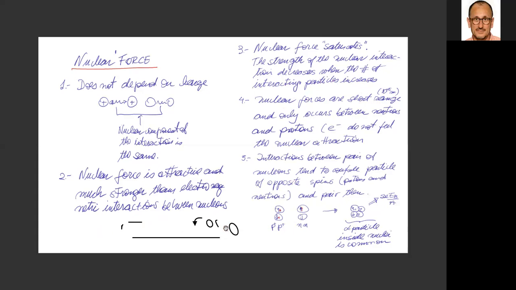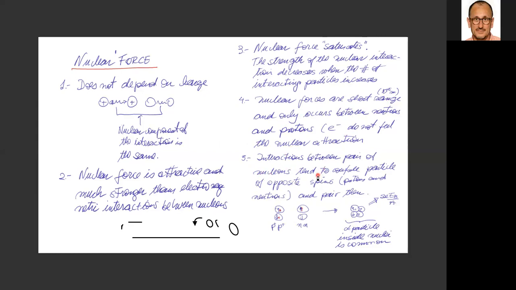Okay, now this doesn't mean anything. They are short range, 10 to the minus 15 meters, and only occur between neutrons and protons, between neutrons and neutrons, and between protons and protons. It means among themselves. Electrons do not feel the nuclear attraction. Okay, that's something very important.